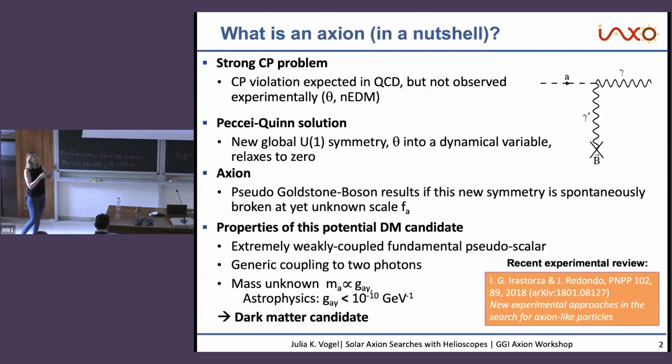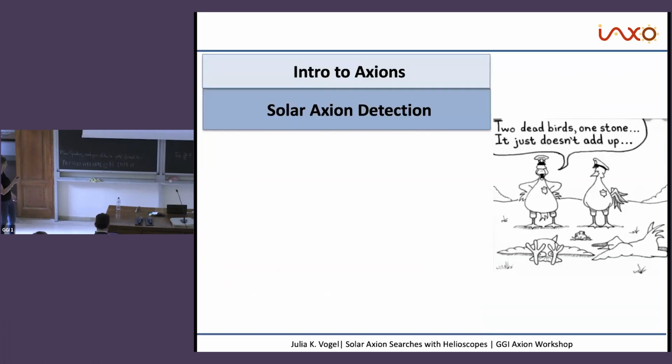So that is my only axion slide I have. You all know we have our strong CP problem that we could solve via the Peccei-Quinn solution, which yields an axion as the pseudo-Goldstone boson when this new Peccei-Quinn symmetry is spontaneously broken. But we don't know the breaking scale, which is a problem for experiments because we don't know where to look in mass. These axions also have nice properties that make them a potential dark matter candidate. So we all know they're extremely feebly coupled.